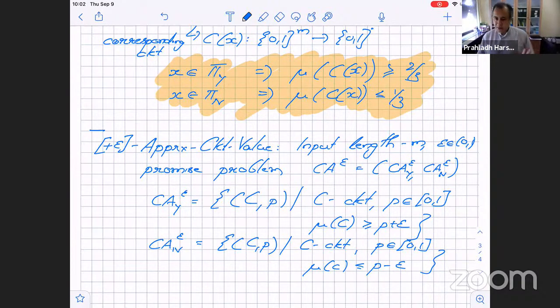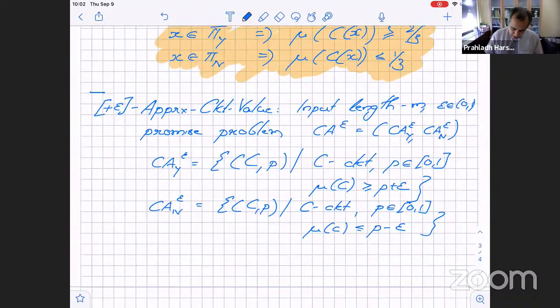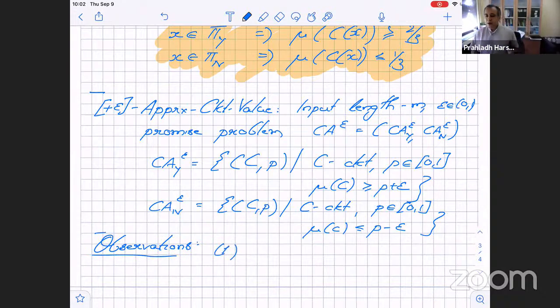Is the statement of this clear? There must be a few things that should be easy observations that we can immediately make from this. One, is this problem in promise BPP? Is there an algorithm for this? Think of epsilon as a constant. So I give you C and P. Is there a randomized algorithm for this?